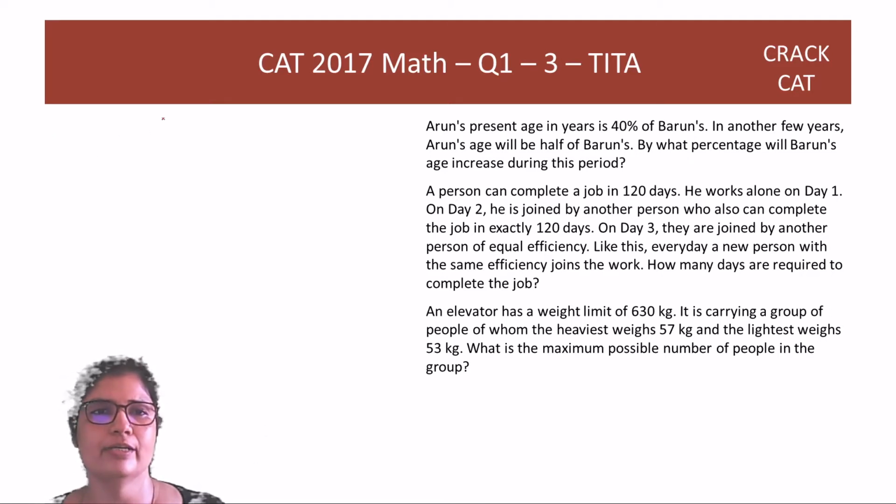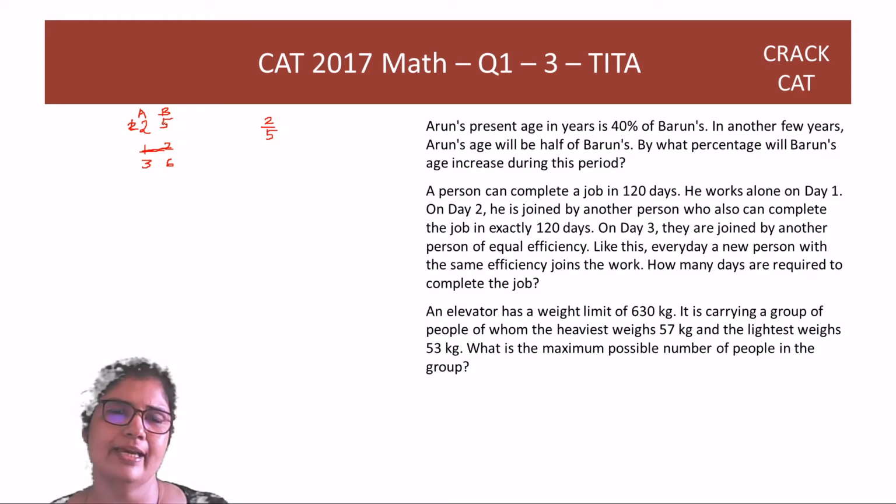So anyway, Arun's present age in years is 40% of Barun's. So if Barun is 5, right, Arun is 2. Why are we taking 5 for Barun? Because 40% is 2 by 5. So if one is 5, the other will be 2. In another few years, Arun's age will be half of Barun's. So it will be 1 is to 2. Now we know that the difference is always constant, the age difference. So the difference of 3 here, I will bring over here. So I'll write this as 3 is to 6.